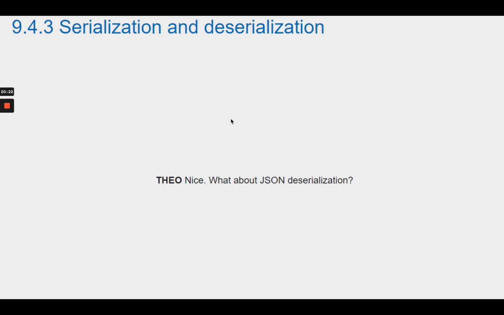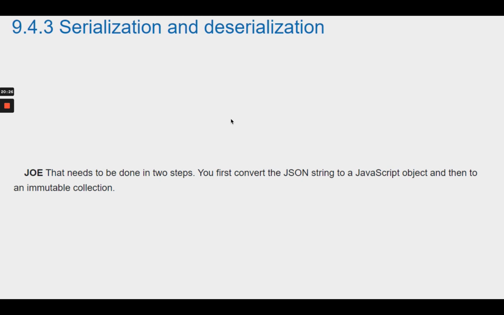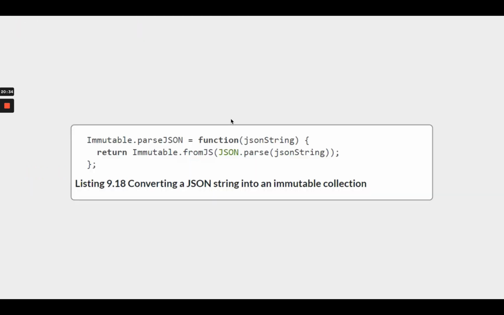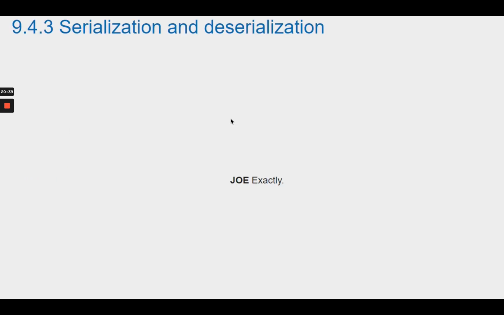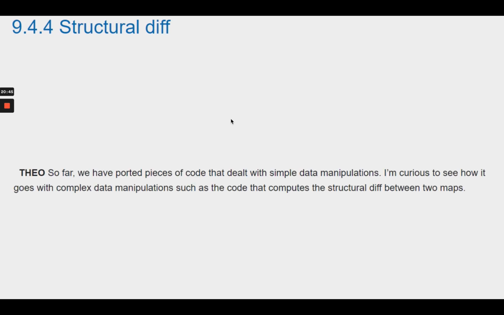Theo, nice. What about JSON deserialization? Joe, that needs to be done in 2 steps. You first convert the JSON string to a JavaScript object, and then to an immutable collection. Theo, something like this piece of code? Joe, exactly. Section 9.4.4, Structural Diff.